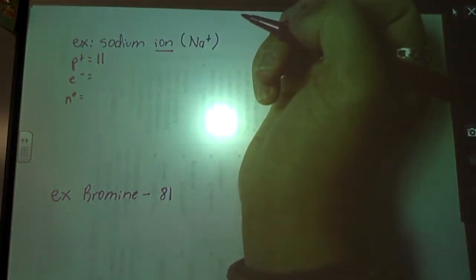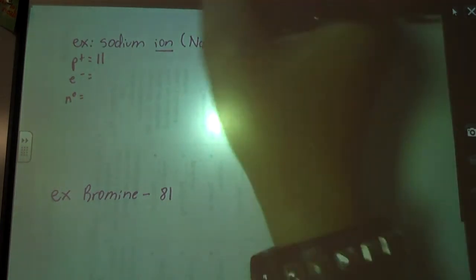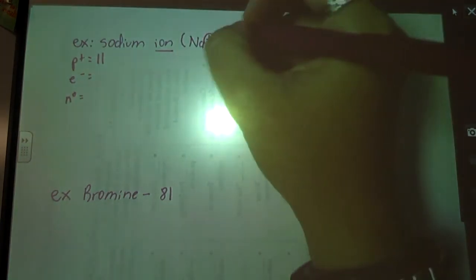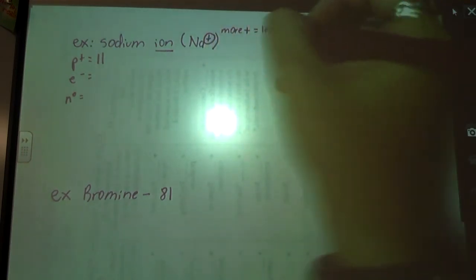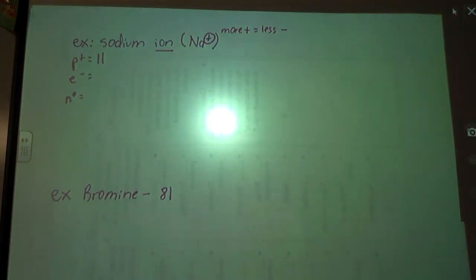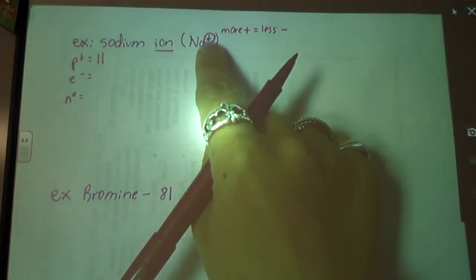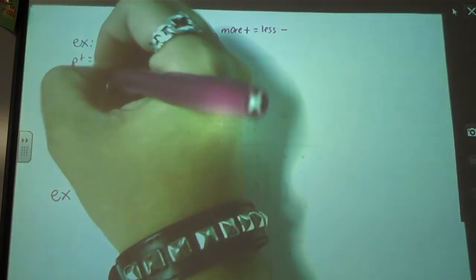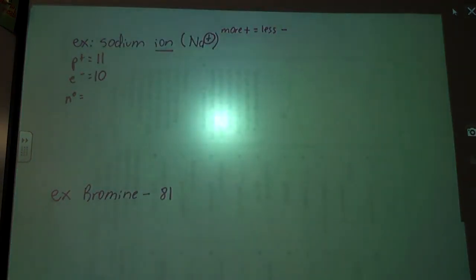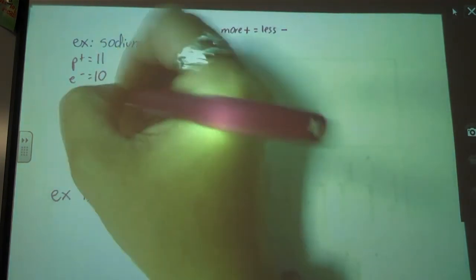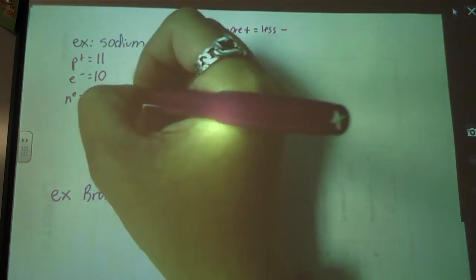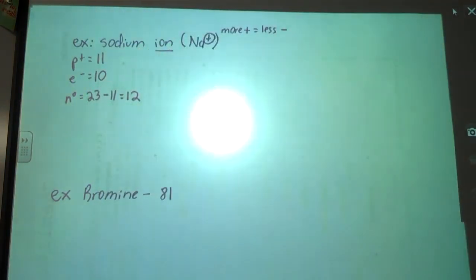My atomic number must remain the same anytime I'm talking about a particular atom. Since this is an ion, my protons and electrons will not match. Since it is a positive ion, I know that I need more positive and less negative, but remember, can't change that positive. So I'm stuck with 11 protons, so that means I gotta have less electrons. How many less? 1 less. He will have 10 electrons.